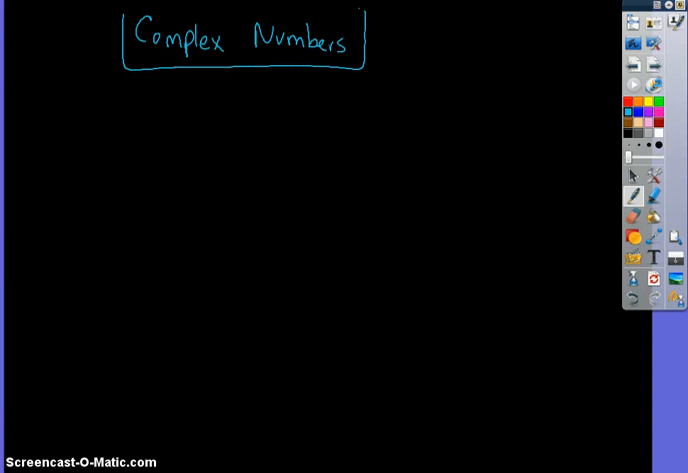Complex numbers. Basically, what complex numbers are: real and imaginary numbers. First of all, understand this. i is the imaginary unit. What is i? i is the square root of -1. If you ever see the square root of -1, it is equal to i. The square root of -1 is not a real number.